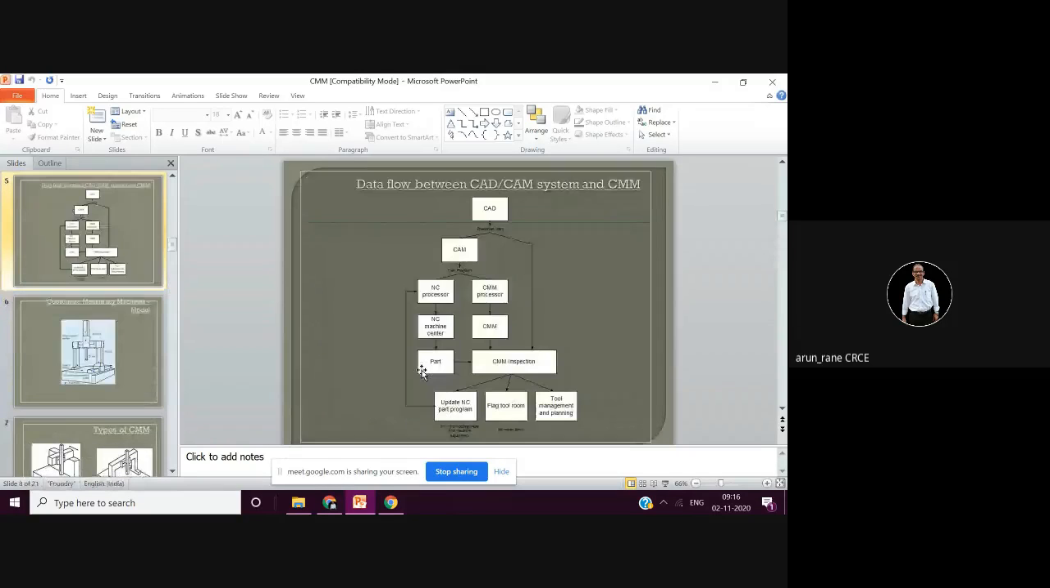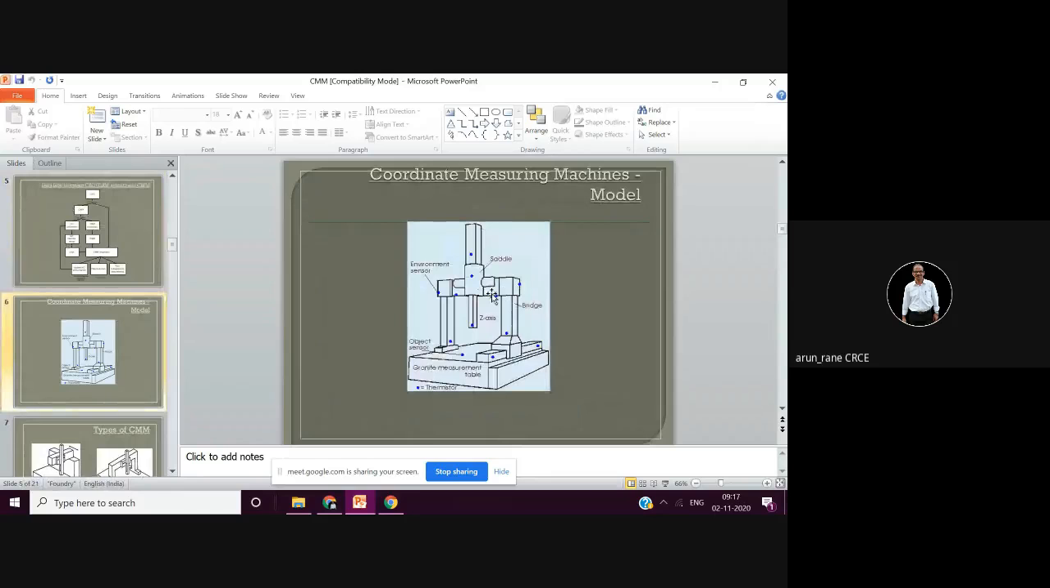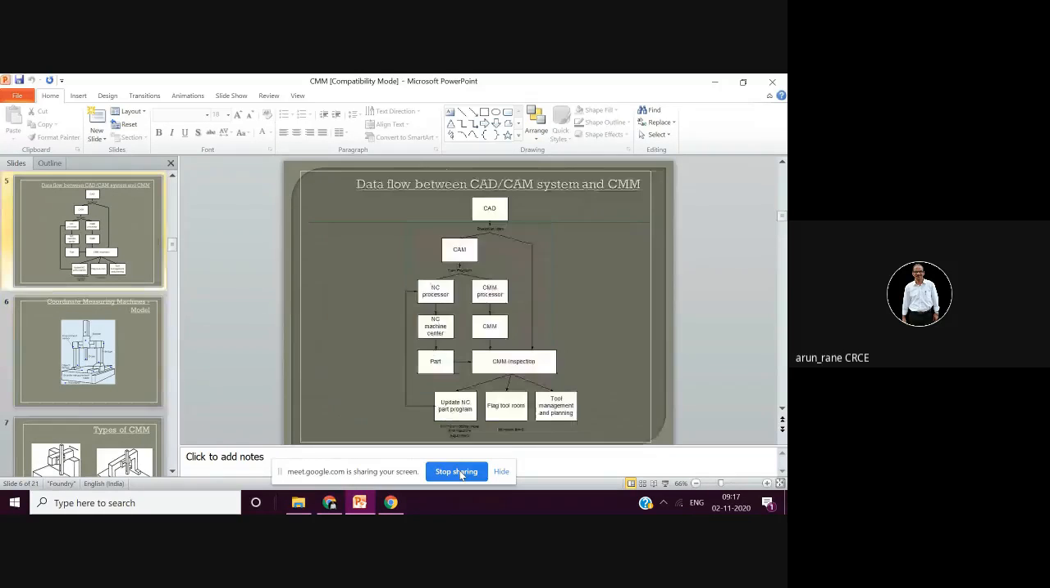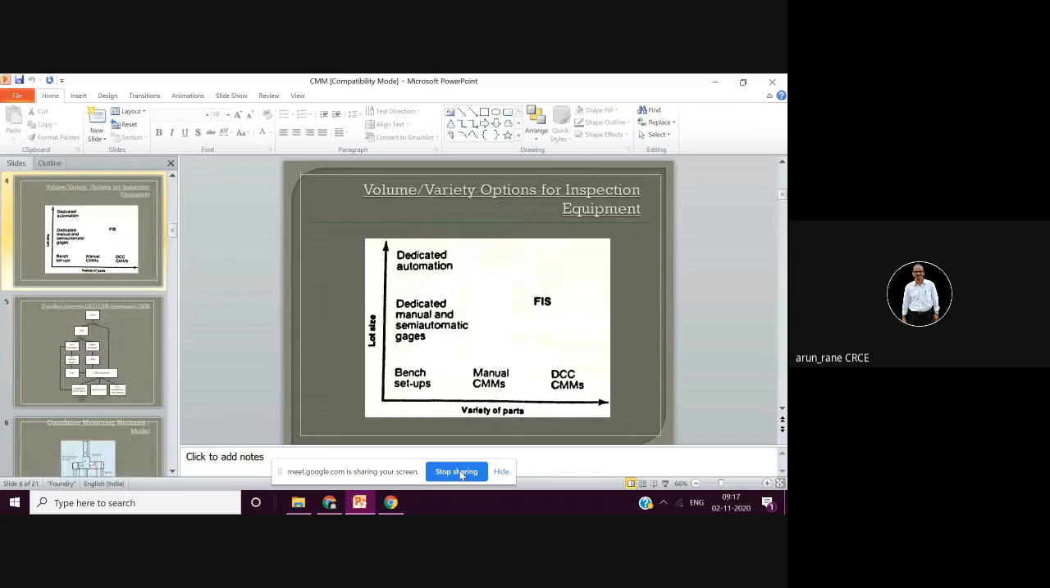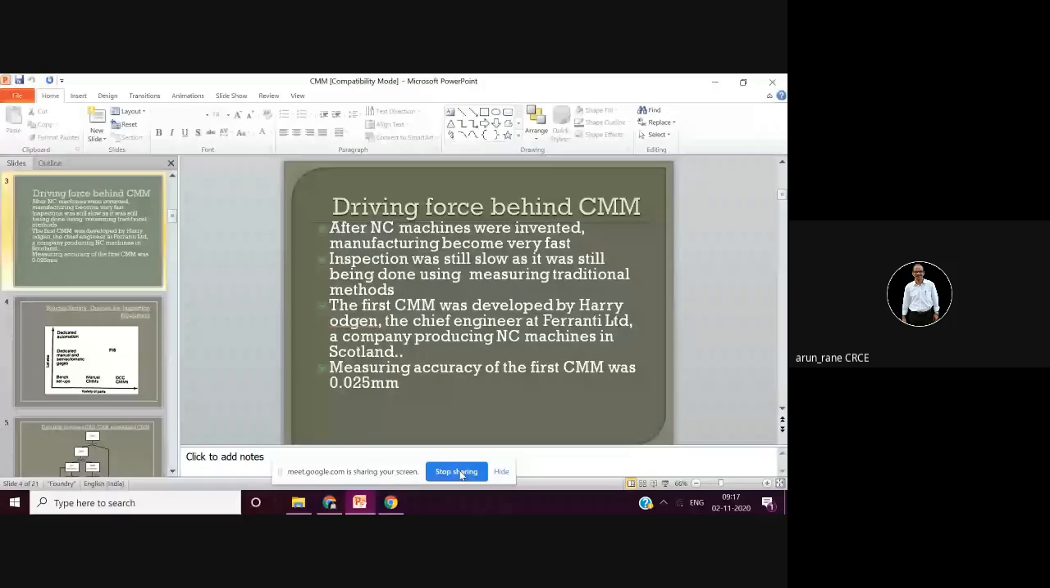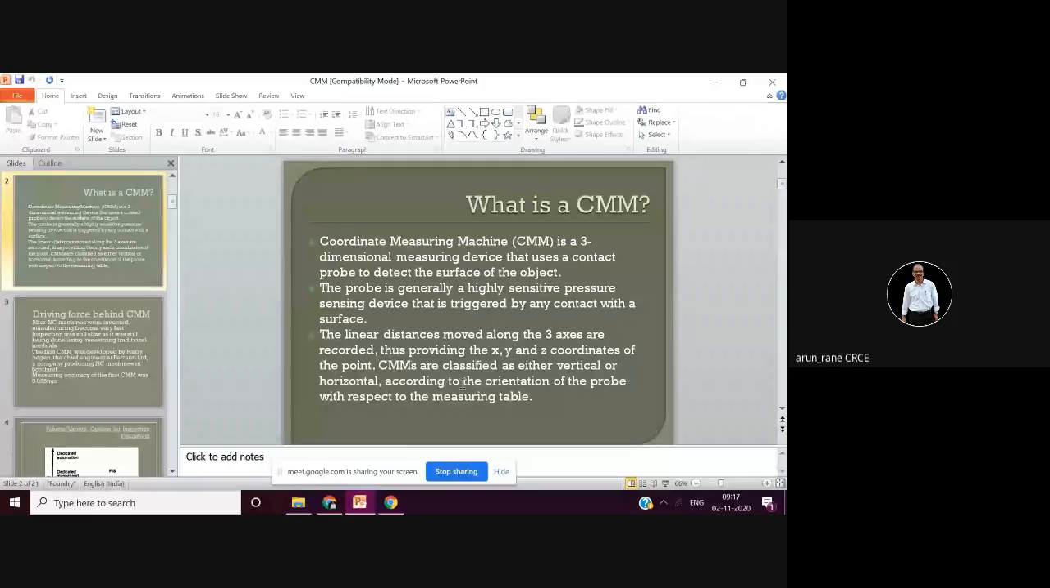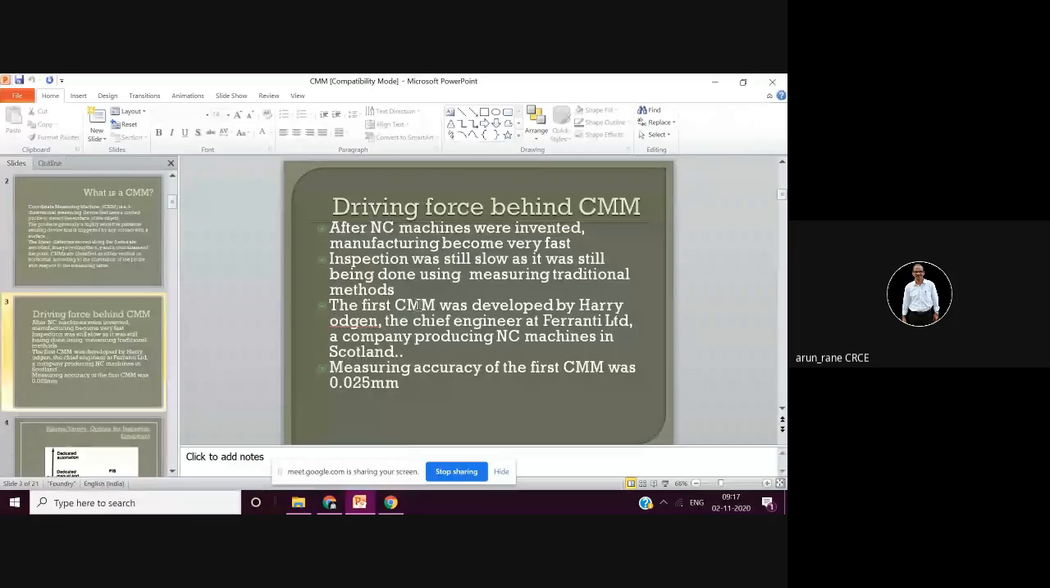So this is what we need to describe, because this is what is most commonly used. I explained this, what is CMM. It stands for the coordinate measuring machine. So it is a three-dimensional measuring device. Three-dimensional measuring is impossible without it. CMM came into practice after the invention of CNC, NC machines.